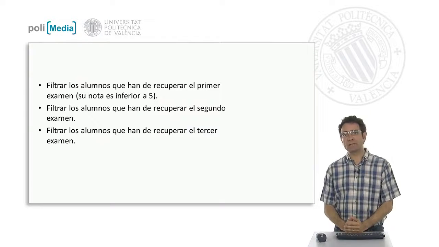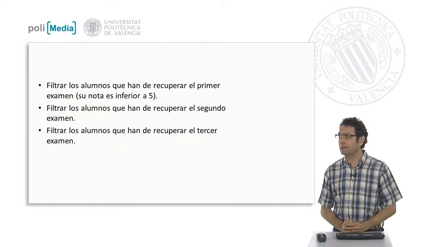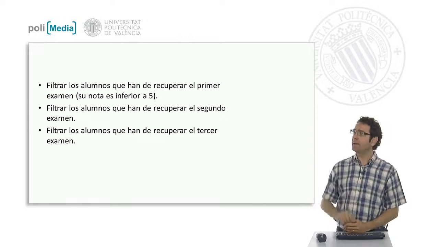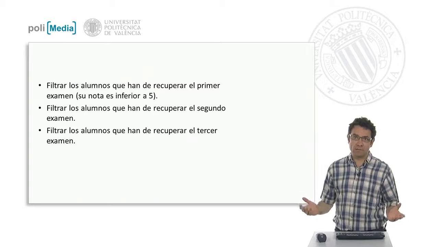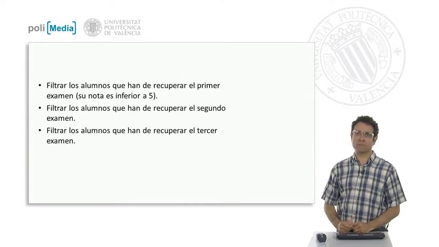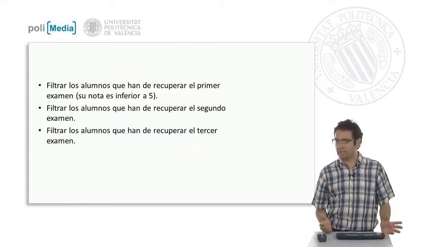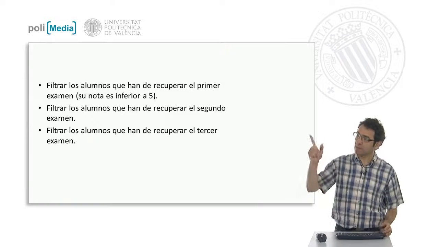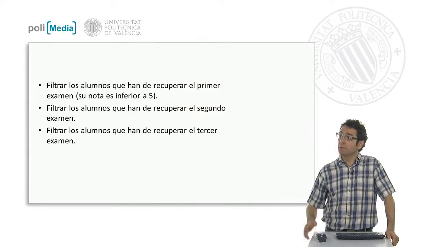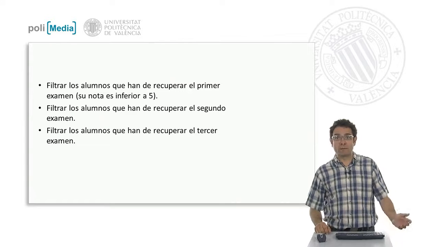The exercise they have set us this time is to filter our data table of student grades, to select those that I need to advise that they have to resit the first exam. That is, that in this first exam, they got a score lower than 5. Then they tell us to do the same with the students that need to resit the second exercise and finally to do the same with those who have to resit the third.